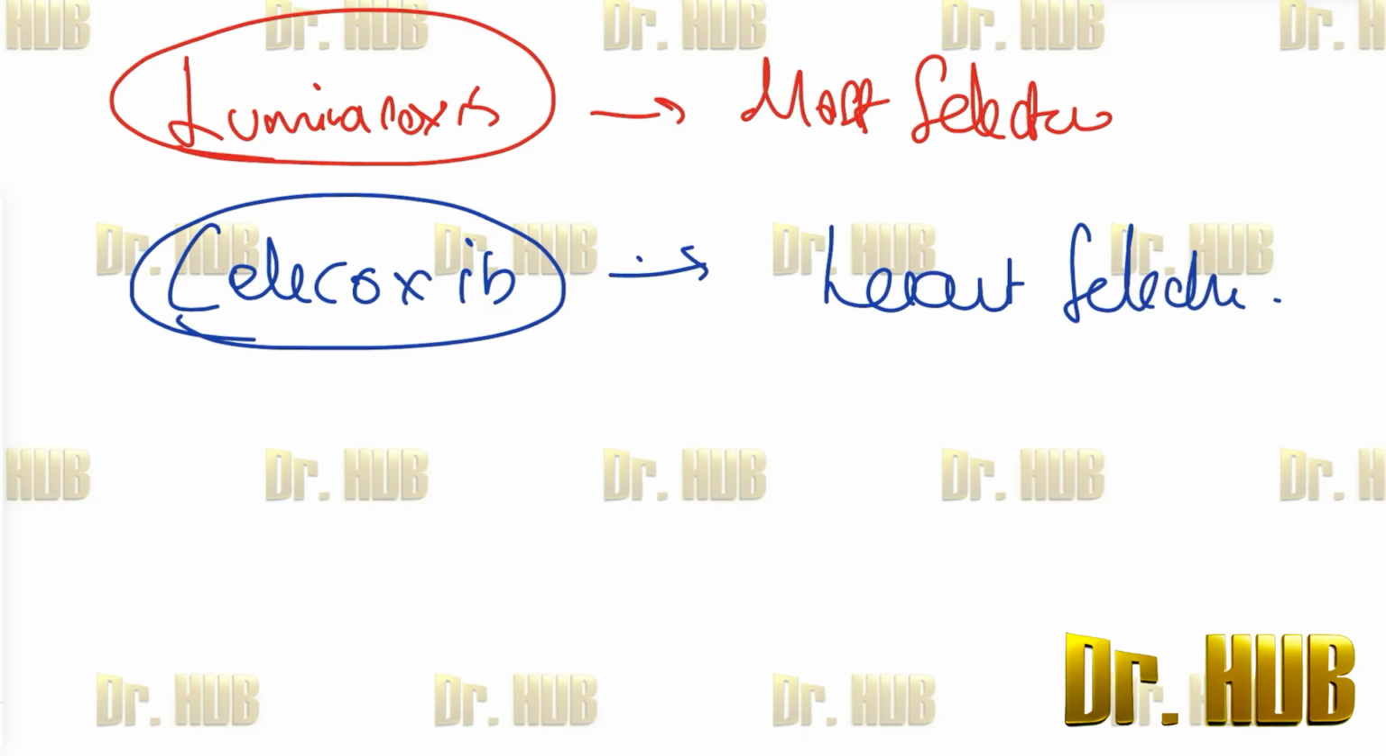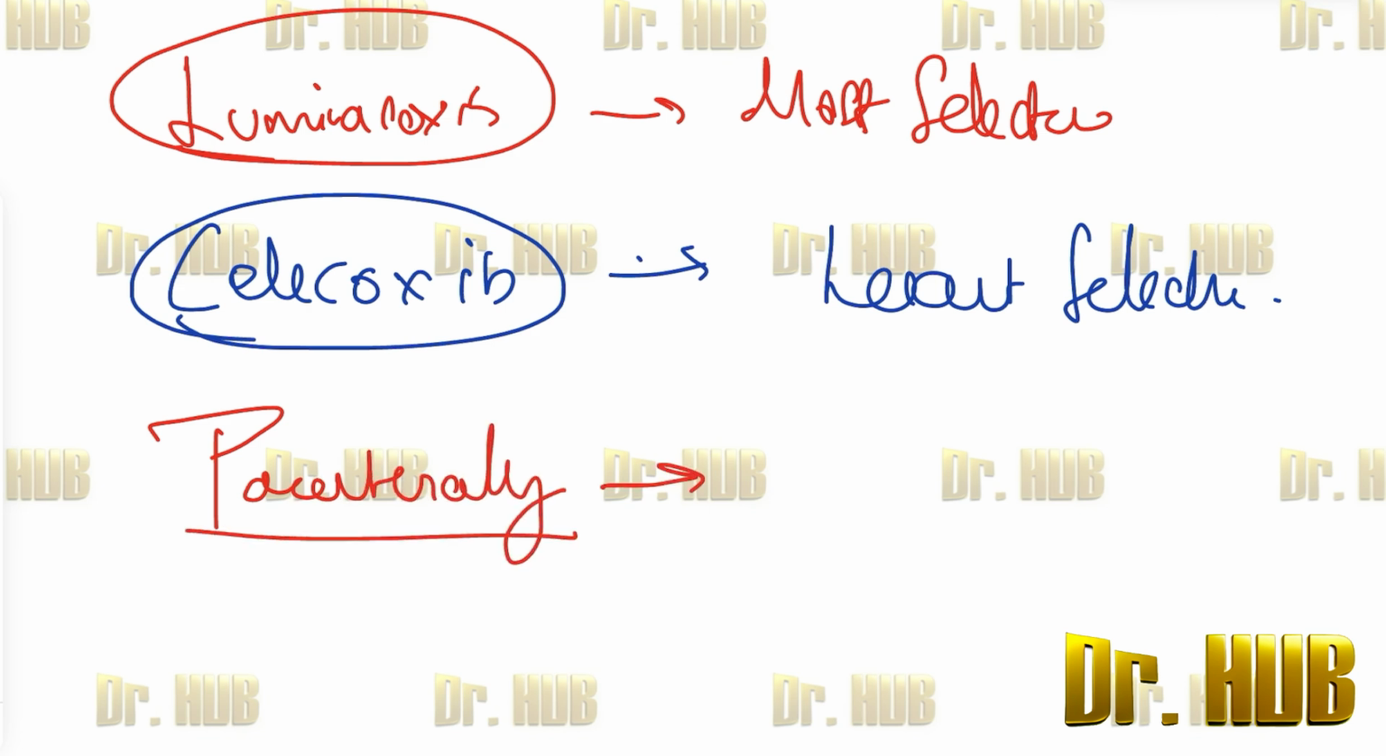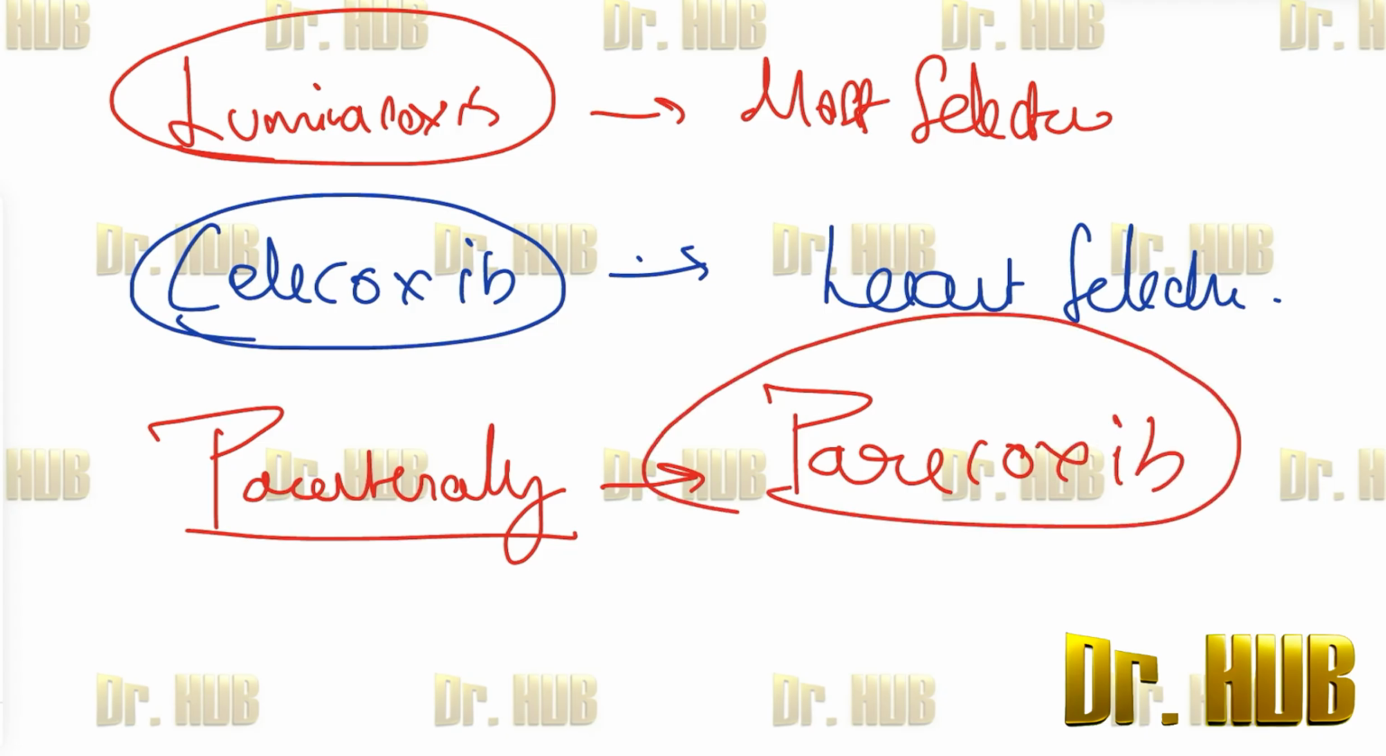There is only one COXIB which can be given parenterally. So parenterally, there is only one COXIB which can be given. That COXIB is the Parecoxib. So P for P.